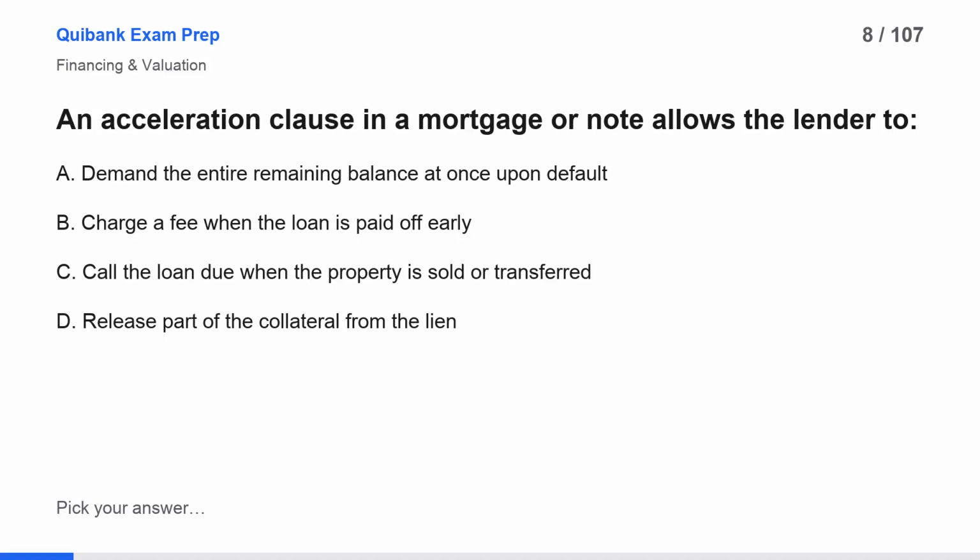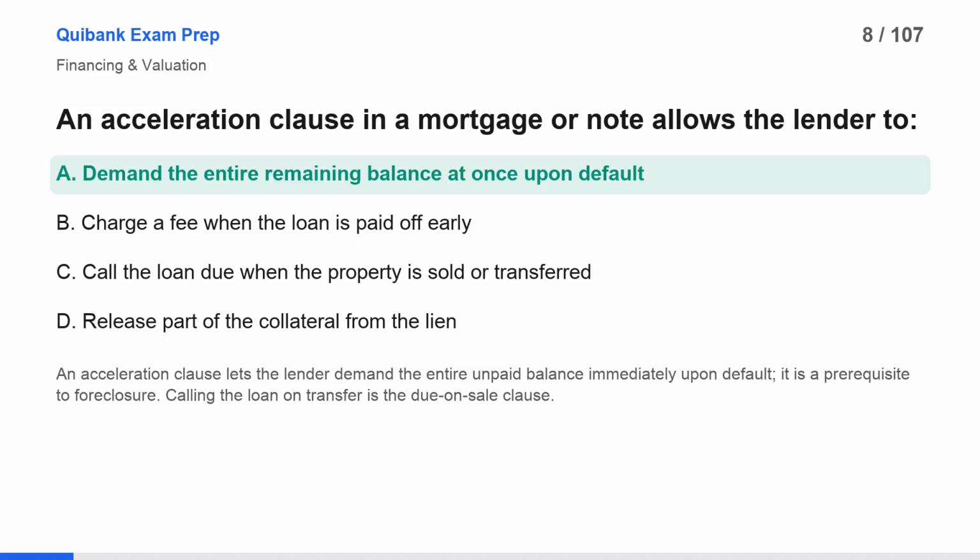Question 8. An acceleration clause in a mortgage or note allows the lender to A. Demand the entire remaining balance at once upon default. B. Charge a fee when the loan is paid off early. C. Call the loan due when the property is sold or transferred. D. Release part of the collateral from the lien.